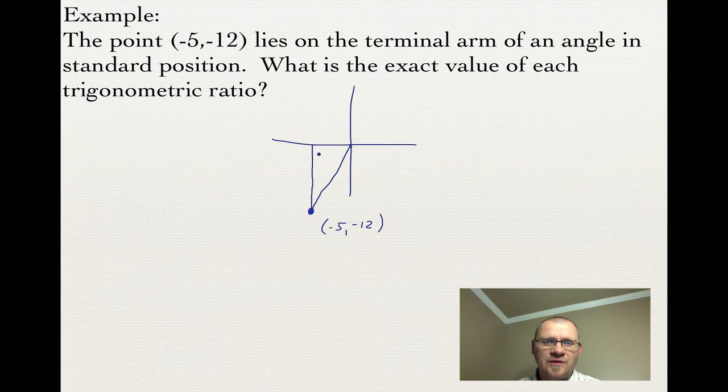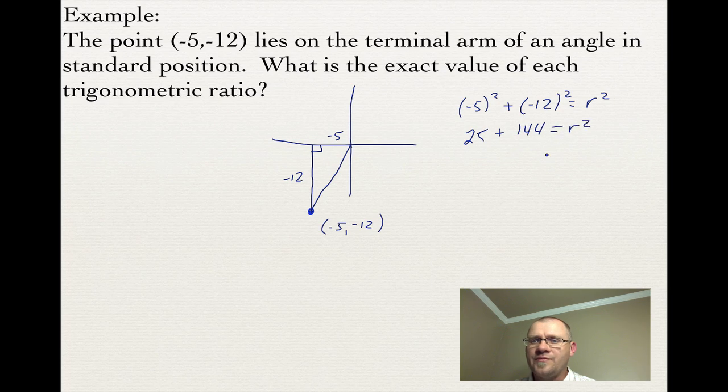We can make that right triangle. And so we've got -5 here, we've got -12 here, and we do need to find out what the hypotenuse is. So we go -5 squared plus -12 squared equals, I'll call it r squared. I'll call this value r. So this is 25 plus 144 equals r squared. Well, that is 169 equals r squared. So if I take the square root of it, it is 13.